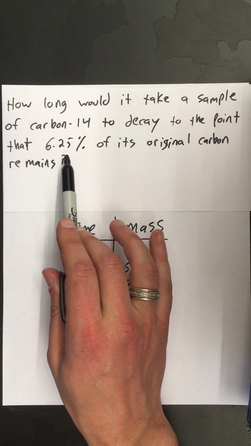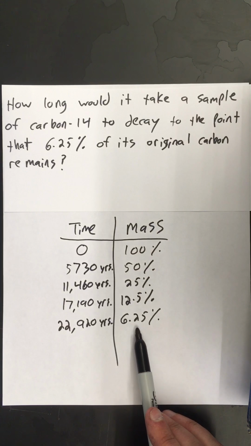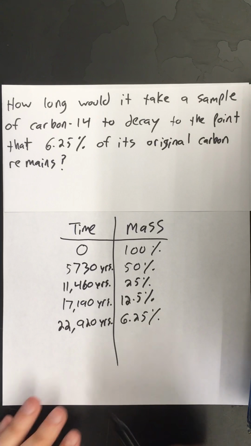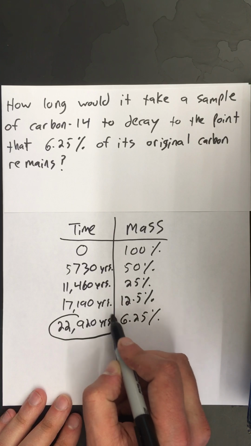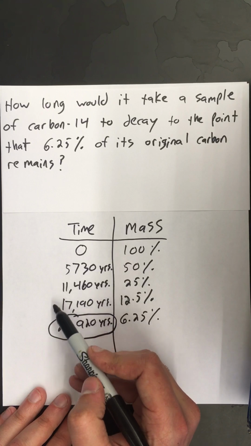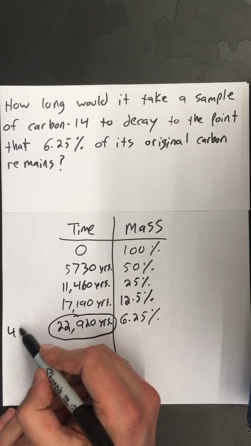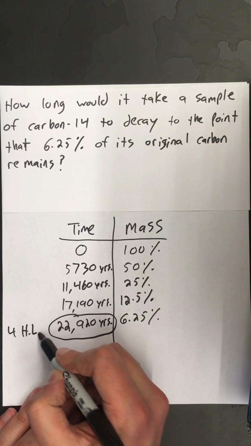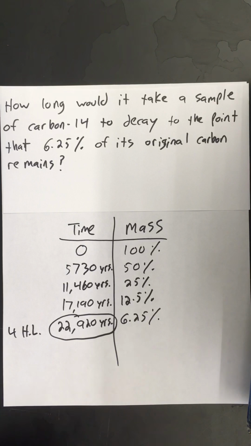We were looking for how long does it take to get to 6.25. There's 6.25. Boom, there's our answer, 22,000 years. Or you could think of it as 1, 2, 3, 4 half-lives. So there's some simple half-life problems. Hope that was helpful.